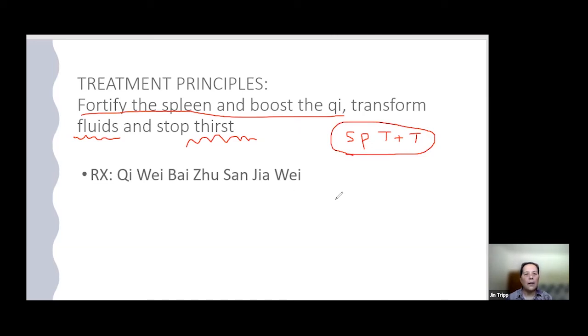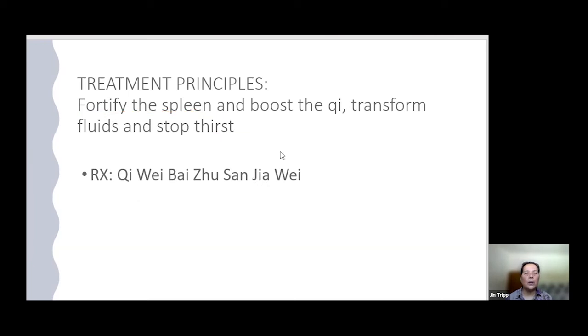So the formula we use is Qi Wei Bai Zhu San modified. These formulas are still not in our list. So if you are interested, you can see the book with the ingredients in it. But generally, they have mainly tonifying herbs inside.